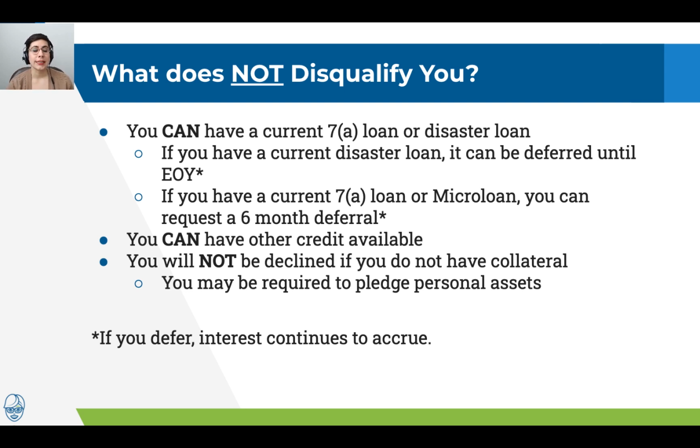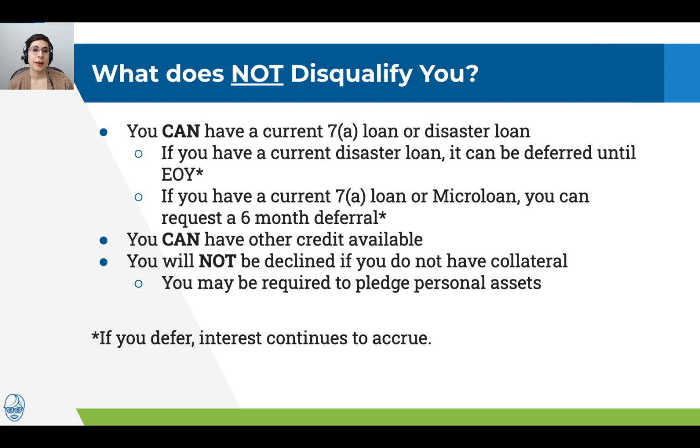And if you have a current 7A loan, which is the normal SBA loan, or a disaster loan, that does not disqualify you from having a disaster loan now. If you have a current disaster loan, your lender or the SBA should be reaching out to you because it can be deferred until end of year. And if you have a current 7A loan or a microloan, you can request a 6-month deferral. Now I have a little asterisk there, and it's important to note that if you do request a deferral on your loan, you will continue to accrue interest. So it's not interest-free until the end of the year or for 6 months. You need to know that you're still going to have those interest amounts tacked on to your loan.